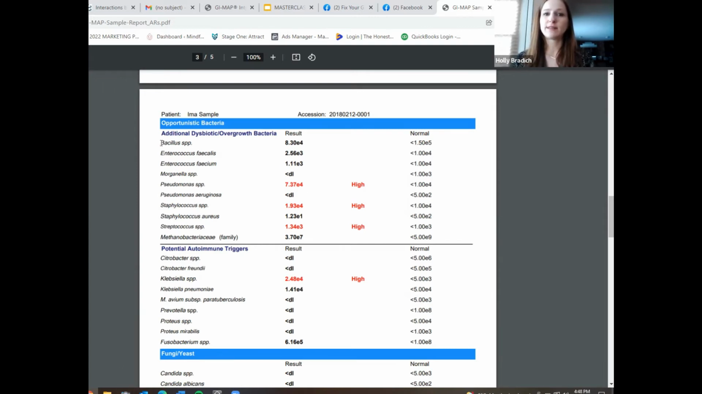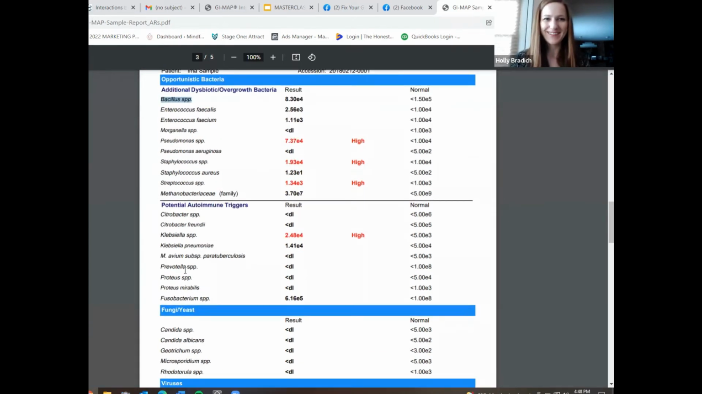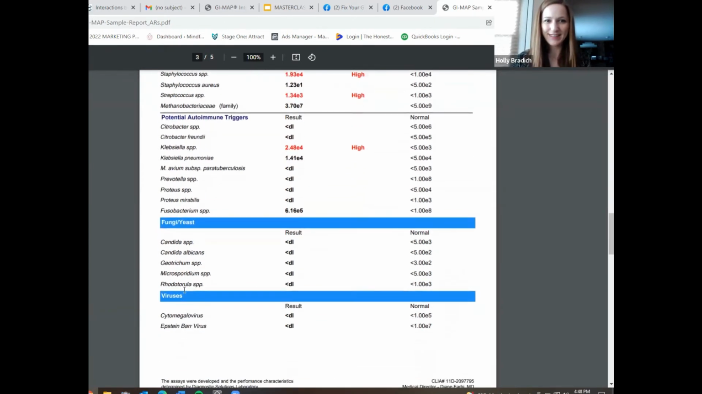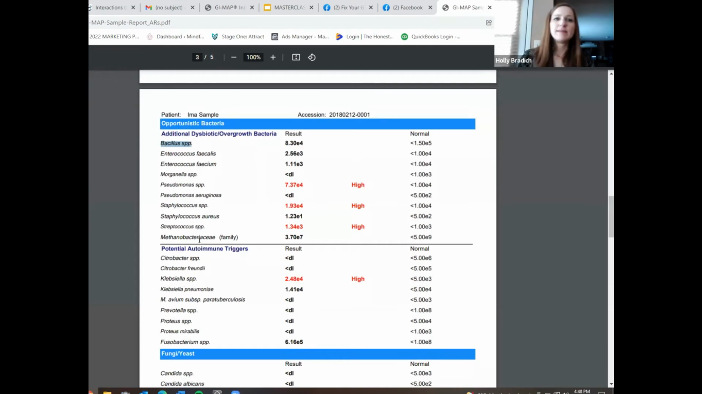So this is the bacillus I was just talking about. That is a bacteroides. And we tend to see that, or not bacillus, B. fragilis. So I'm getting them mixed up, which I don't know if they show in this view. So let's see here. Pseudomonas for this person is high.